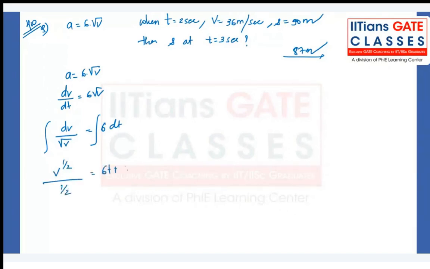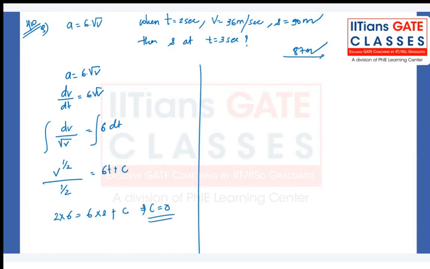Given that at t equal to 2, v is equal to 36, so the square root of 36 is 6. So 2 times 6 is equal to 6 into t, which is 2 seconds, plus c. This implies c is equal to 0. So this is the first part. What is the total solution here? The total solution is 2 root v is equal to 6t.